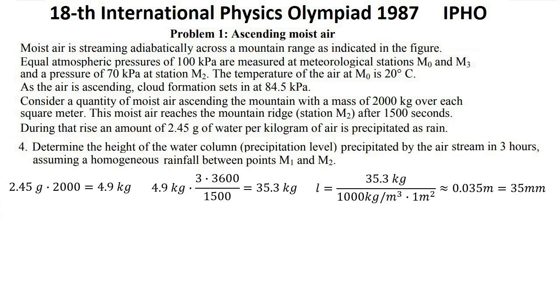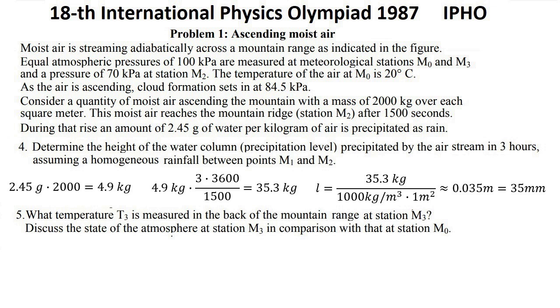Hence, the precipitation level will be equal to 35.3 kilograms divided by the density of 1000 kilograms per cubic meter and divided by the area of 1 square meter, which gives 0.035 meters or 35 millimeters. This was the solution to the fourth question.